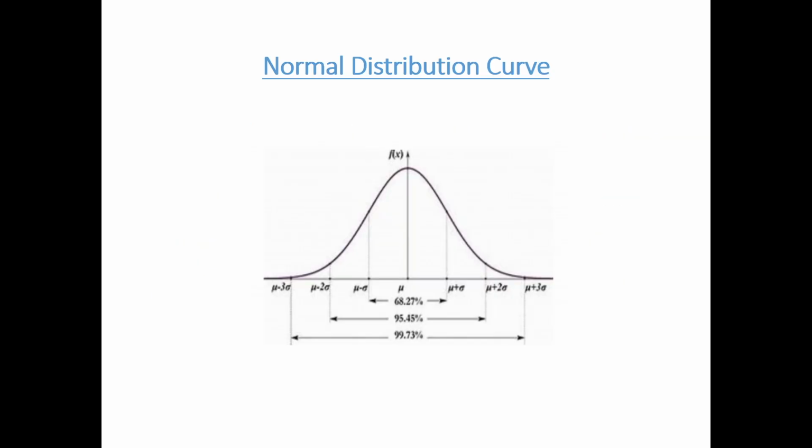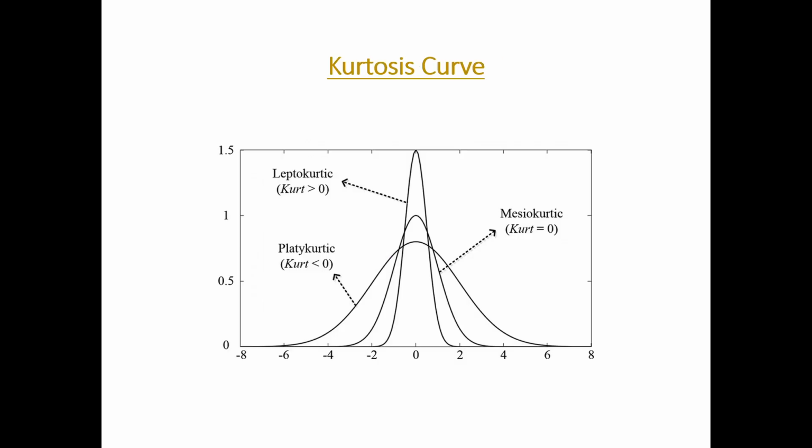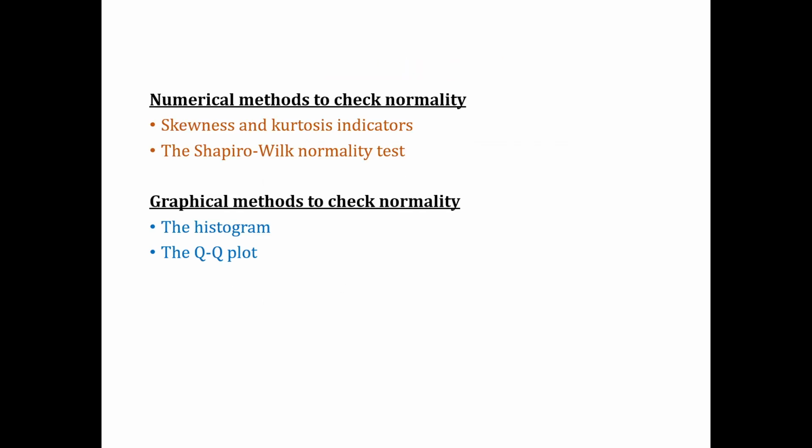So this is the normal distribution curve, the normal distribution bell curve, and this is the kurtosis curve. In kurtosis, we have three different types of measurement, that is leptokurtic, mesokurtic, and platykurtic. Leptokurtic means the kurtosis value is more than 0, mesokurtic is when the kurtosis value is 0, and platykurtic is when the kurtosis value is less than 0. So in general, the mesokurtic is considered to be the absolute normally distributed curve.